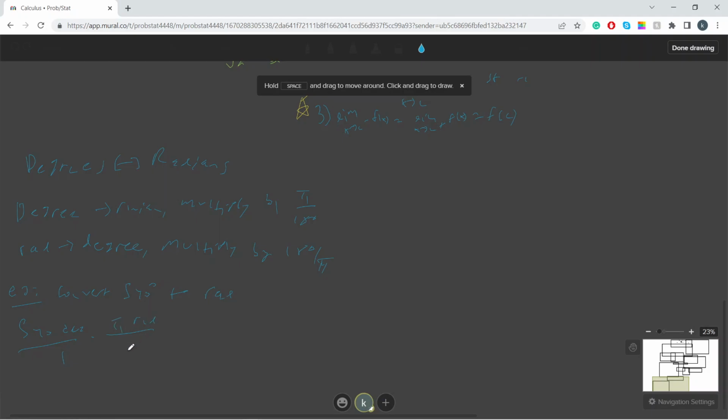You can omit the units, but I'm writing the units here to make it memorable for you guys so you can see what I'm doing. So you just simply multiply by pi over 180, and this is 3 pi radians, right?